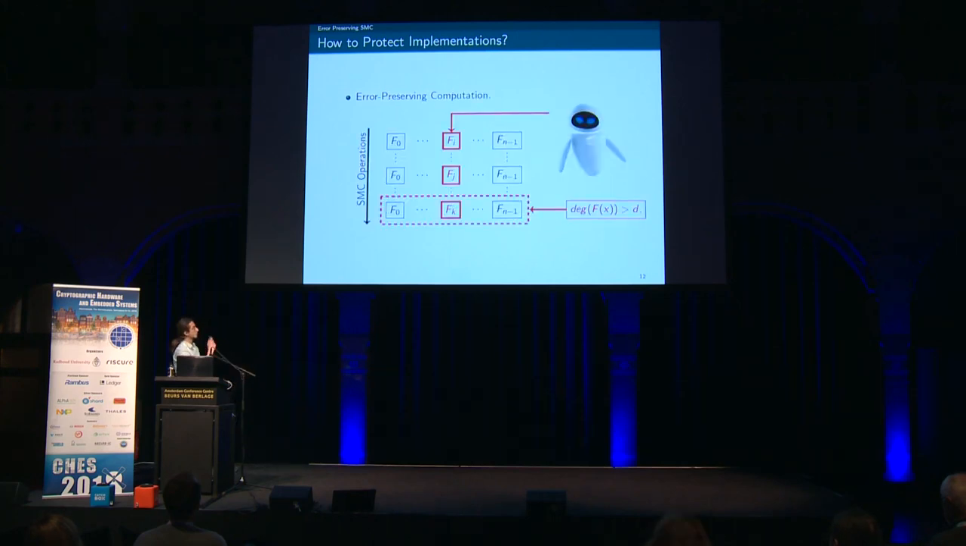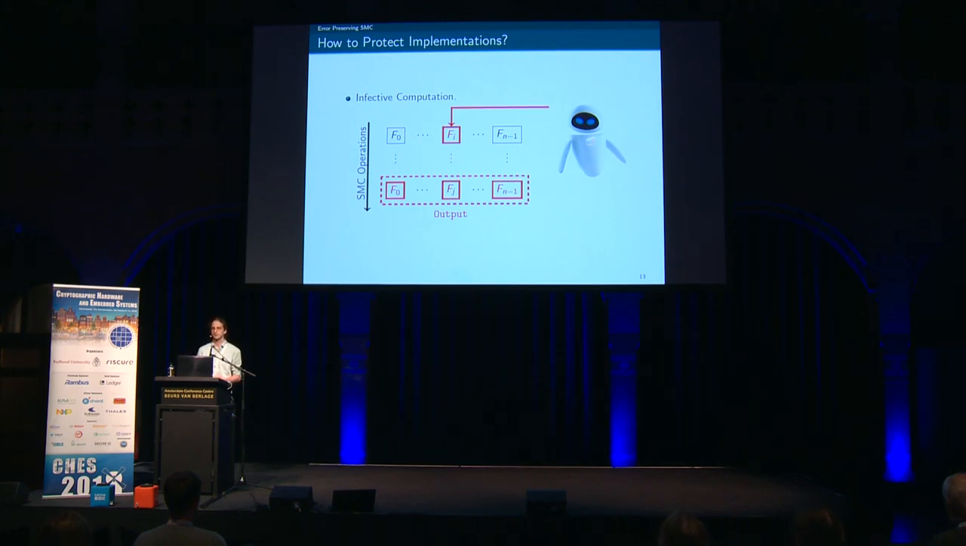And we would like to have an error-preserving multiplication. That means if Eve successfully injects a fault in any step of the algorithm, the degree of the shares should always be greater than degree D in any step, so that if we would like to do a fault detection in every step, we should be able to detect the faults. And lastly, we would like to have effective computation. That means if a fault is injected, when the output is generated, Eve should not be able to get any information from it, and it should be randomized.